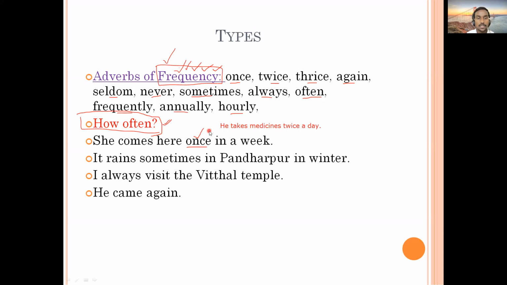Then next, second sentence. It rains sometimes in Pandharpur in winter. Which is adverbs of frequency? Sometimes. Okay. I always visit the Vitthal temple. Always. He came again. Again. So these are adverbs of frequency that talk about how often.